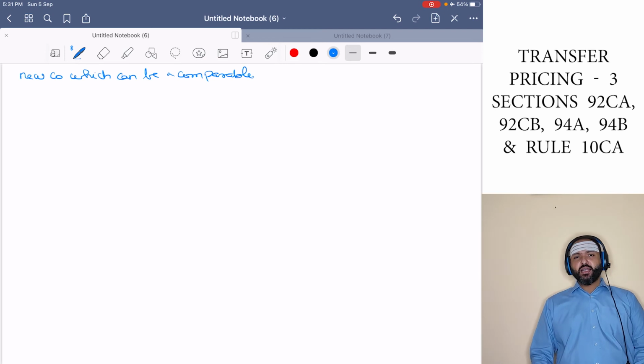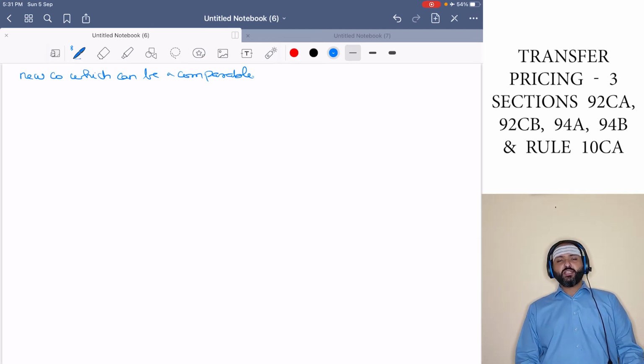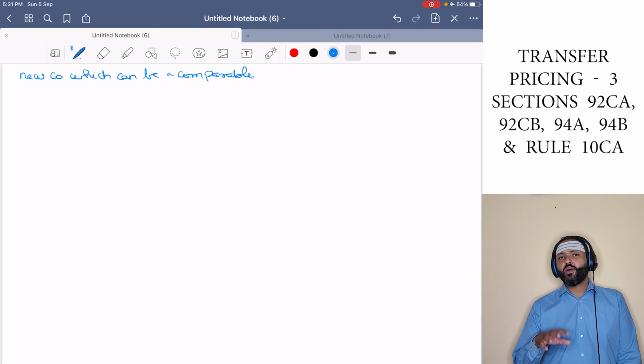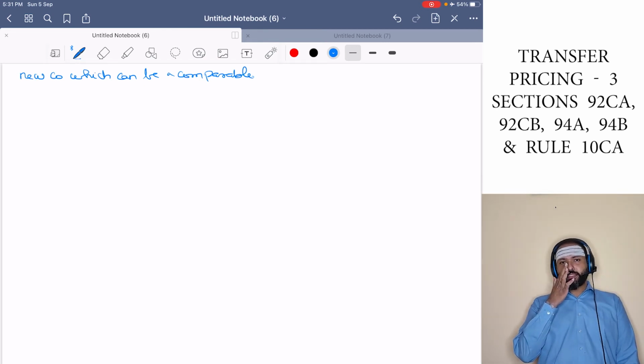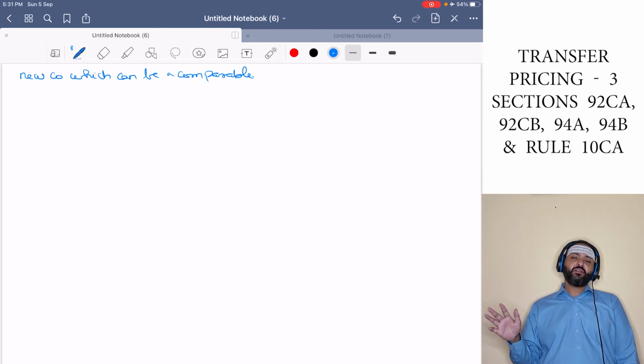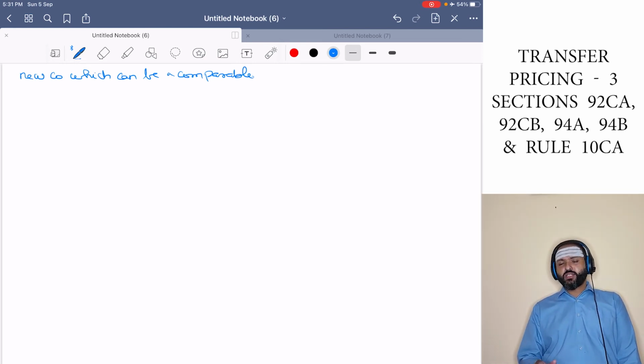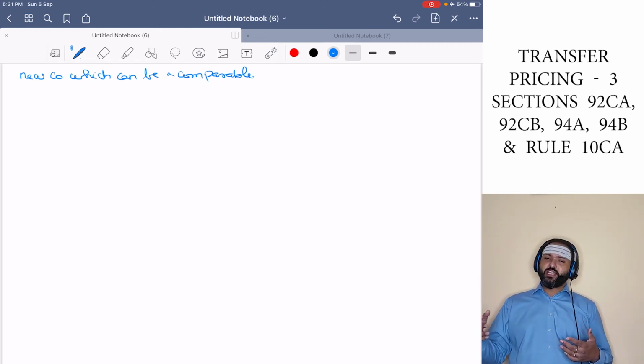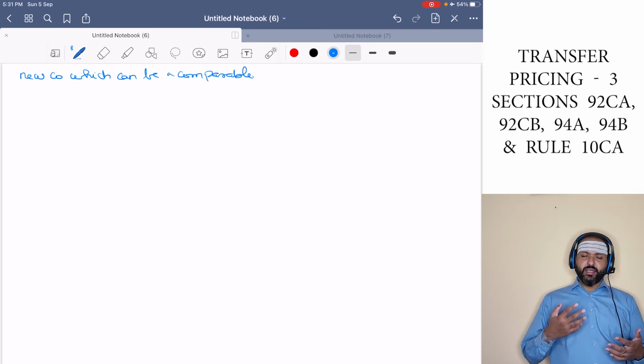Okay, so this is the range concept, and it applies only where 3 methods are involved. You should not have the CUP method. You can have only the transactional net margin method, the cost plus method, or the resale price method. These methods have margins involved. So we will take the past 3 years data, weighted average data, and ascertain the arm's length price. Once the weighted average margin for 3 years is ascertained, then we follow rule 10CA of ascending order, 35th percentile, 65th percentile, median, etc.